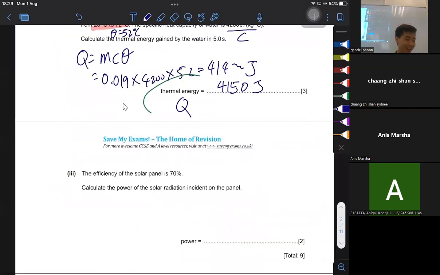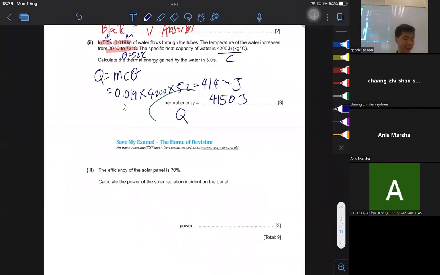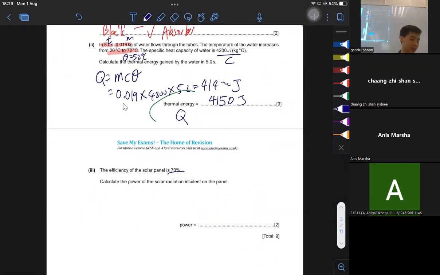Okay, then finally they say that the efficiency is 70%, right, guys? And if the efficiency is 70%, they want you to calculate the power of solar radiation incident on the panel, which means to say this 41500 is the 70%. Is it the input or the output? We are looking for the input.